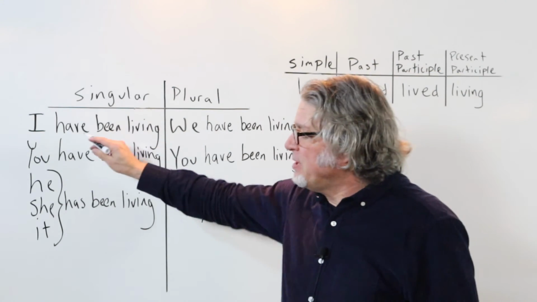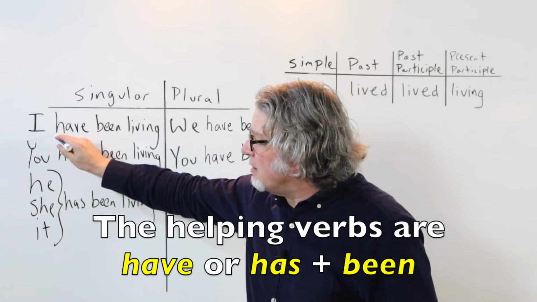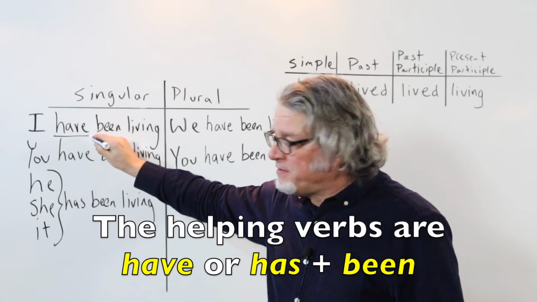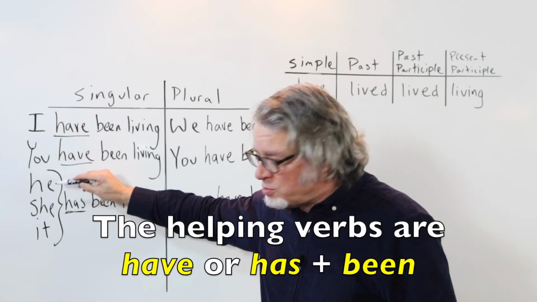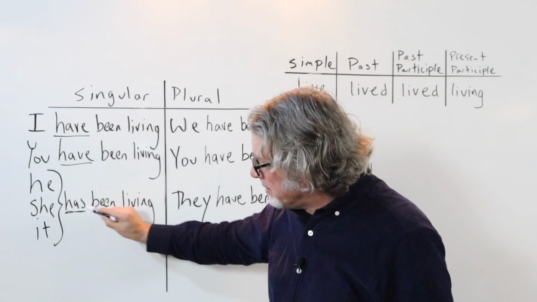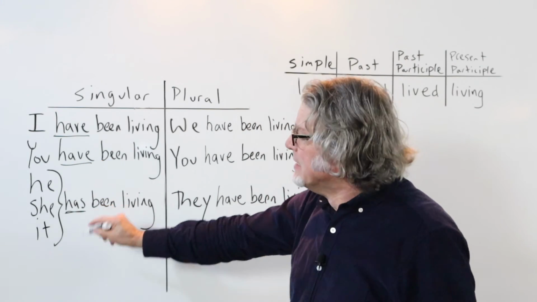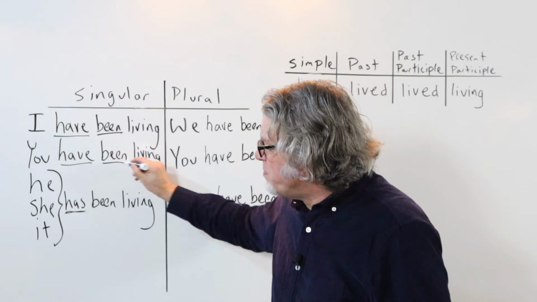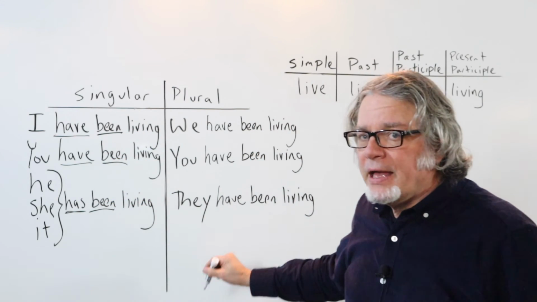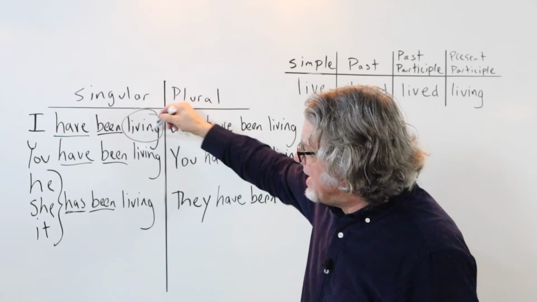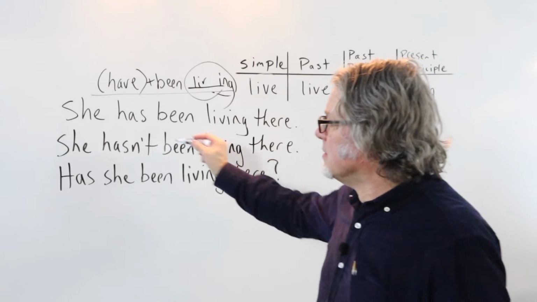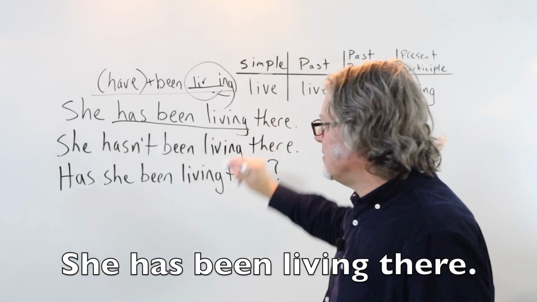So the helping verbs in this case are the verb have, which changes according to the subject. Pay attention to a man, a woman, or a thing. Use has. And then you always use been. And the main verb here has an ing ending. She has been living there.